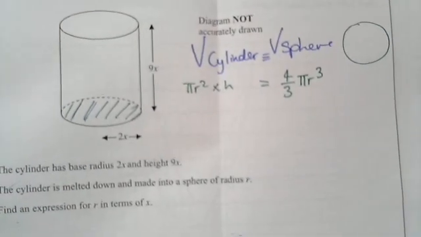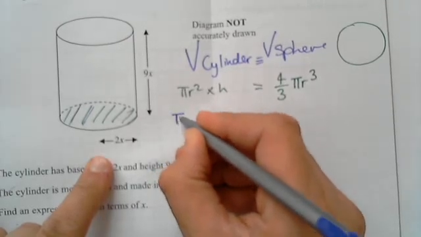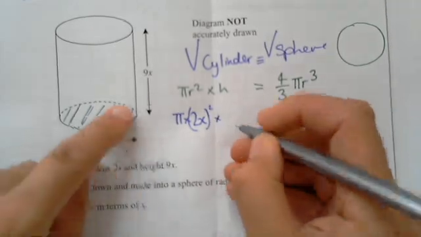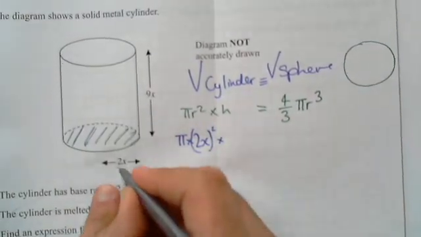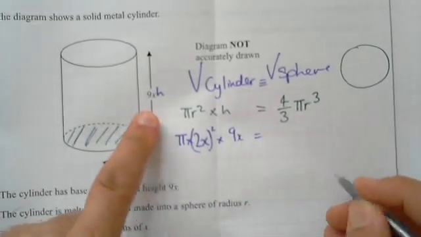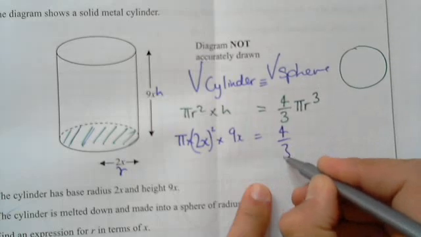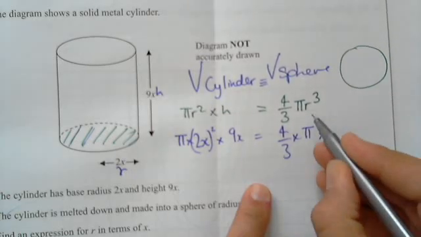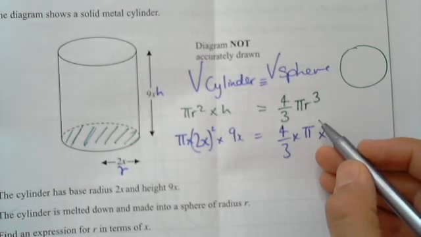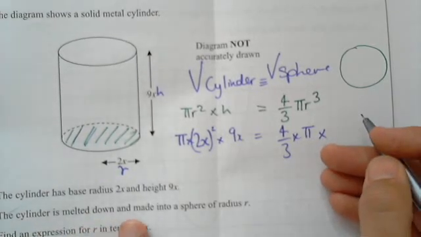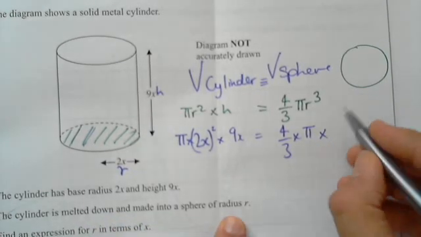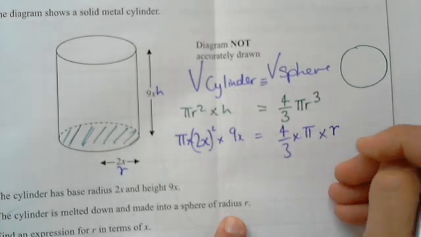Okay, let's carry on from where we are. Let's now put in the values. So we have pi times the radius times the height. Here's our radius, here's our height. On the other side we have 4/3 times pi times the radius. Find an expression for r in terms of x. The cylinder is melted down and made into a sphere of radius r. Okay, here's our r.